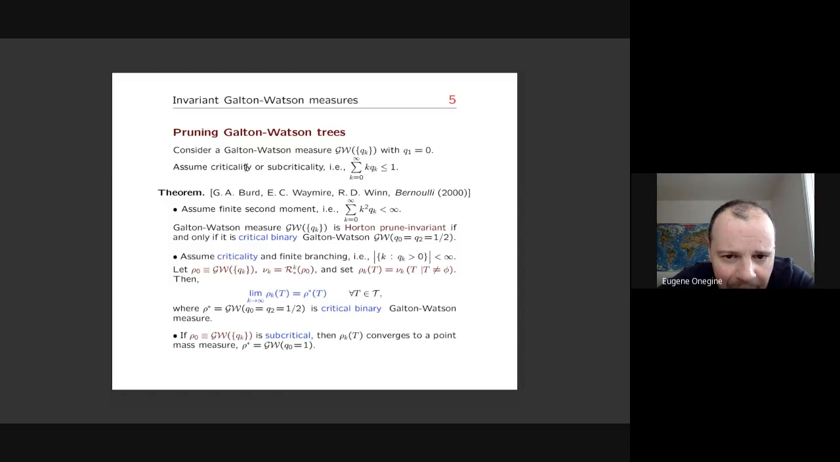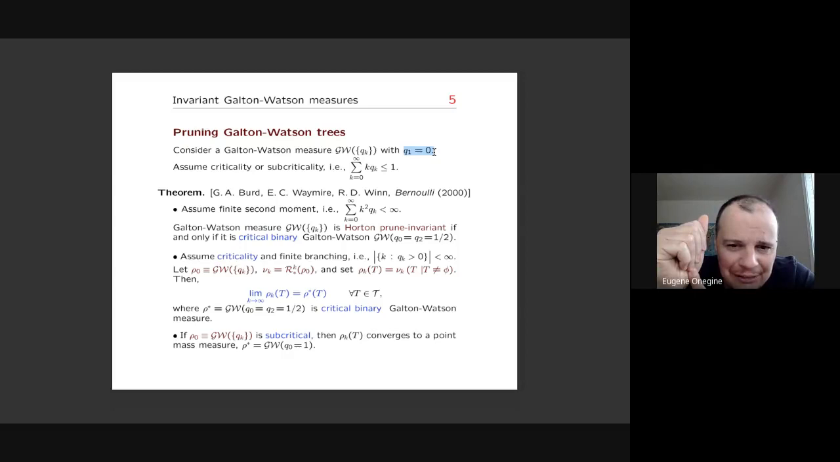So consider a Galton-Watson measure with branching probabilities Q sub K, right? So each individual in any generation produces K offspring with probability Q sub K. Now, we make Q1 equal to zero. You probably already know why, because we want to produce a reduced tree, right? If we have exactly one branching into one individual, then it's almost the same as just never branching, right?